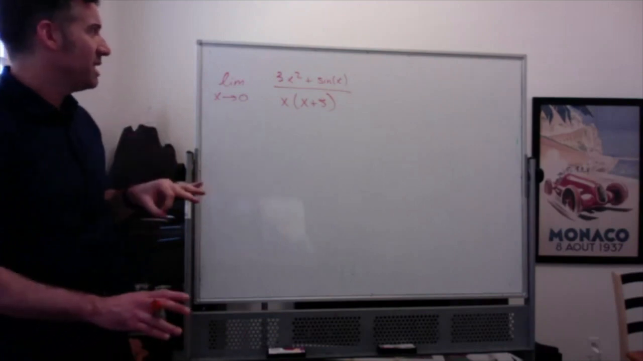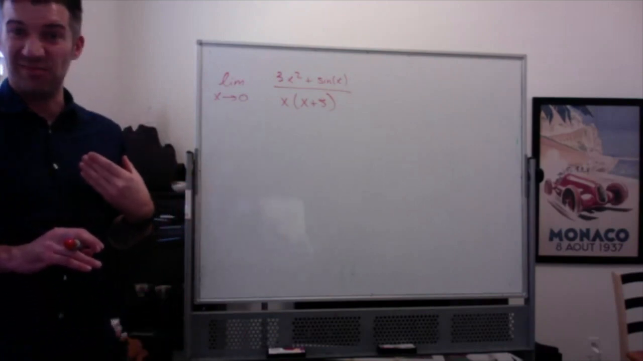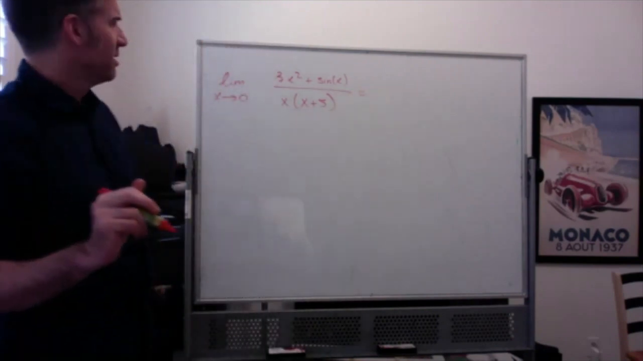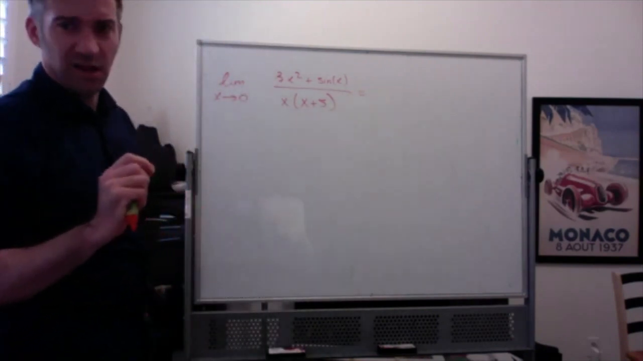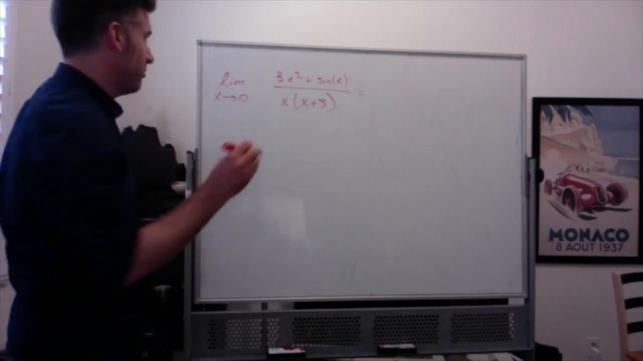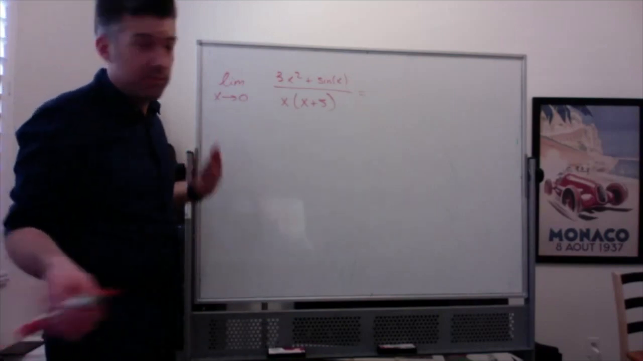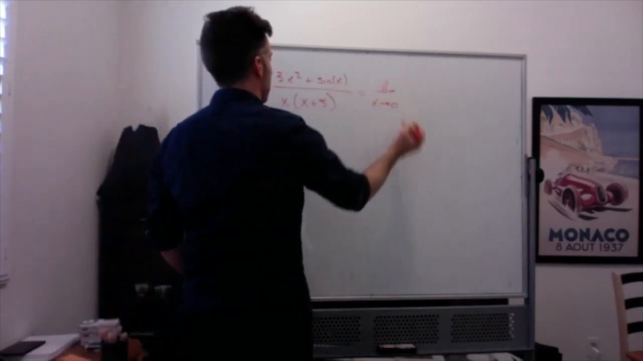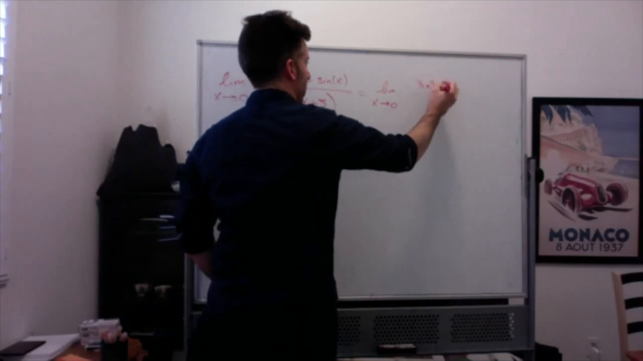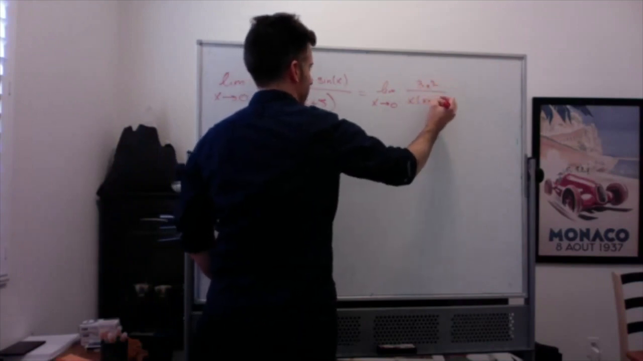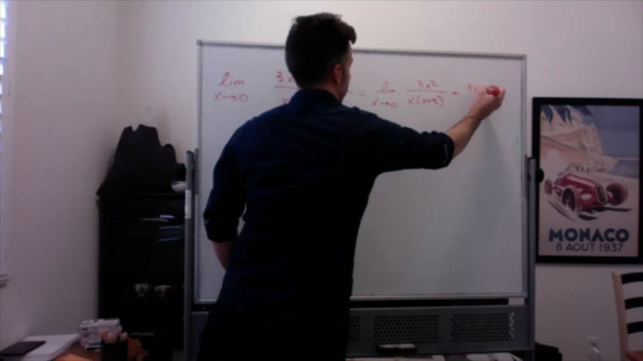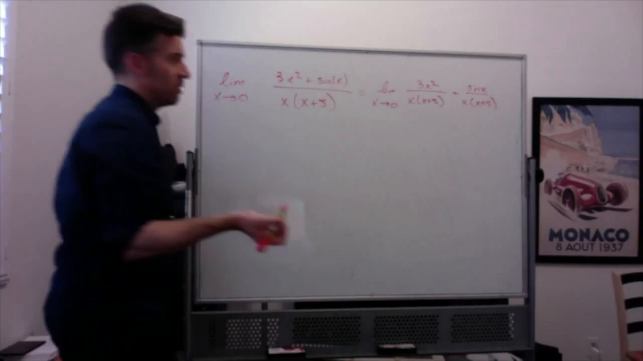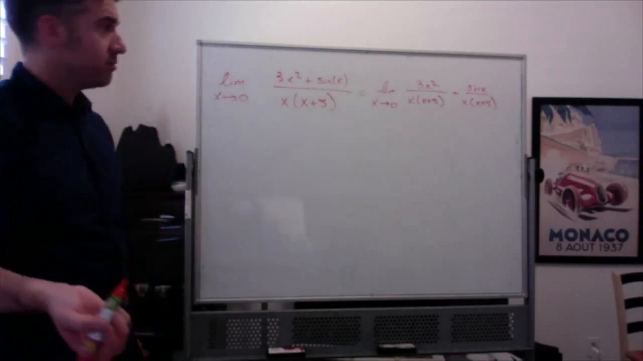So since I'm seeing that, I think it might make sense to break this up. I'm not positive though. I'm a little unsure about the step I'm about to take right here. But you know what? You have to try something. So I'm going to try writing this as the limit as x goes to 0 of 3x squared over x times x plus 5, plus sine of x over x times x plus 5. That is a perfectly legitimate move.